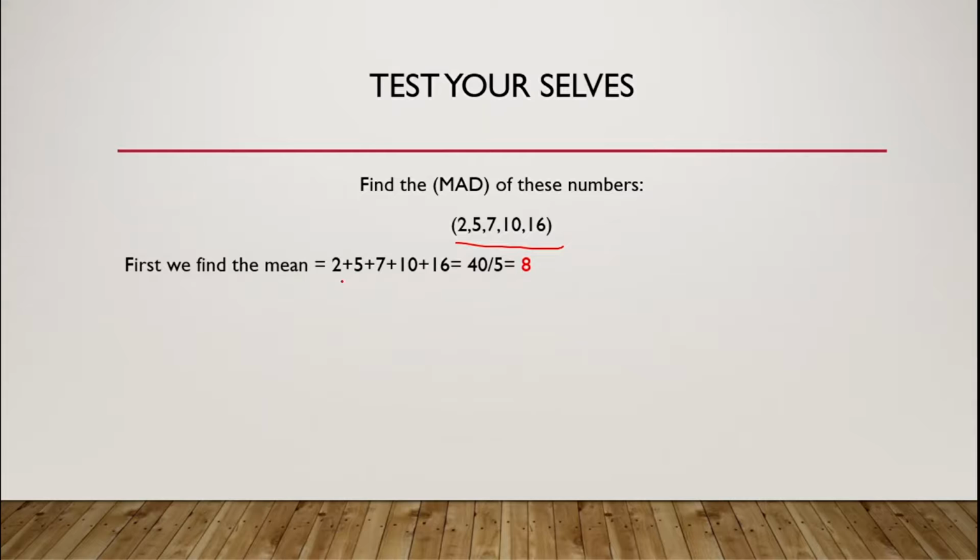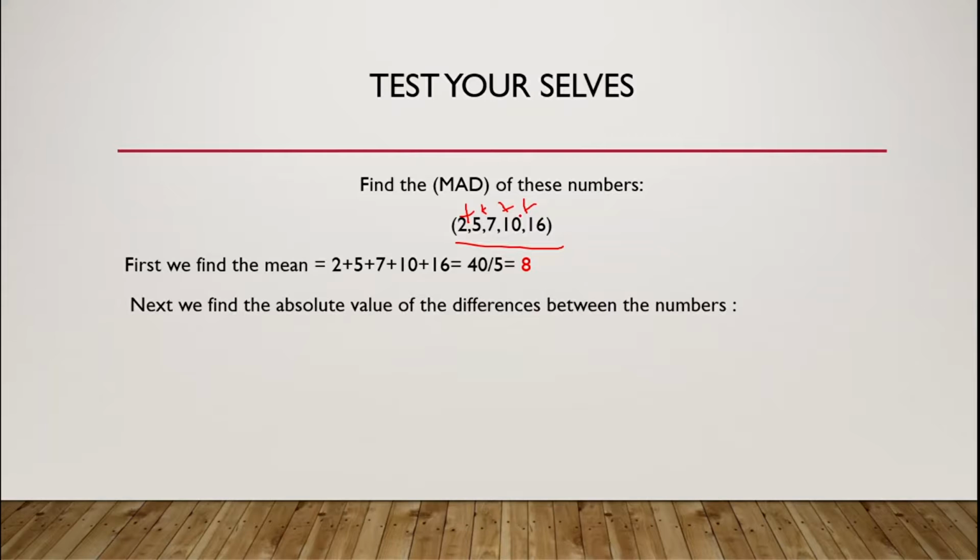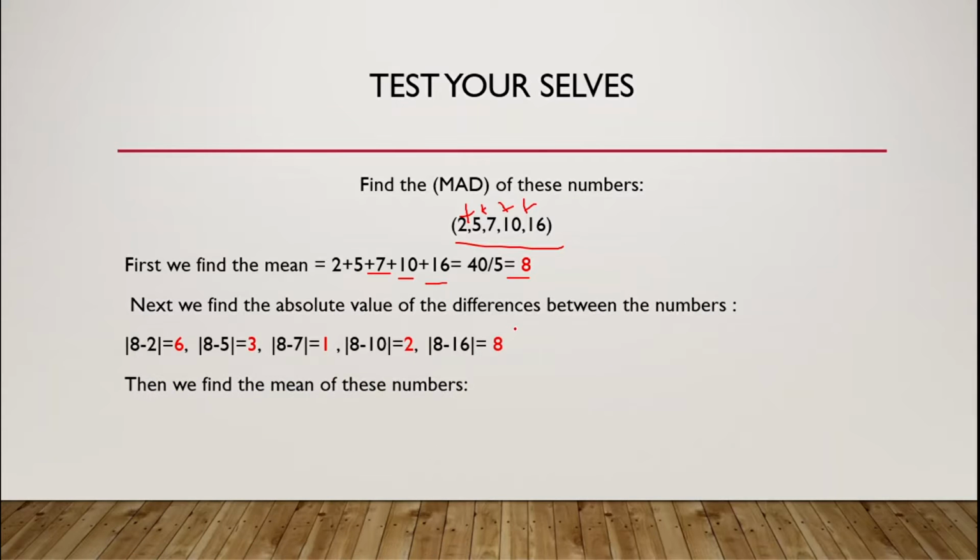First we find the mean, which is the sum of these numbers divided by the amount of numbers. So we're going to have 40 divided by 5, which is 8. Next, we'll find the absolute value of the differences between the numbers. So we use 8 minus 2, 8 minus 5, 8 minus 7, 8 minus 10, 8 minus 16, which will turn out to be 6, 3, 1, 2, 8. And then we'll find the mean of these numbers, which is our third and last step, which is 4.